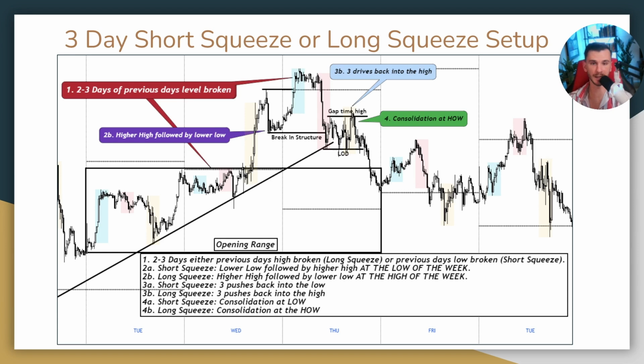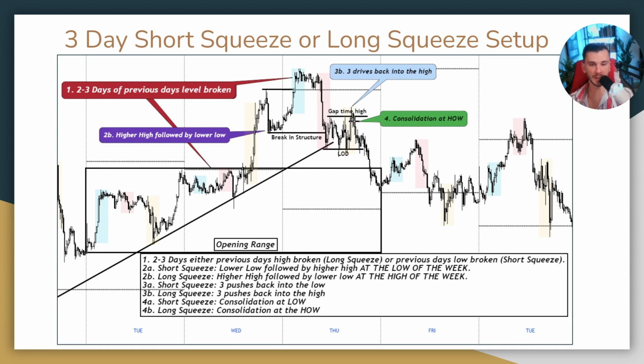That could be considered a session trade. However, in this trade, you notice the opening range, the market's been going up, up, up. We've got 2 to 3 days of breakouts to the high of the week. They've broken structure to the upside, making a higher high, and then you have a break in structure to the downside, creating that nice lower low and a consolidation with them spiking back up into the high.